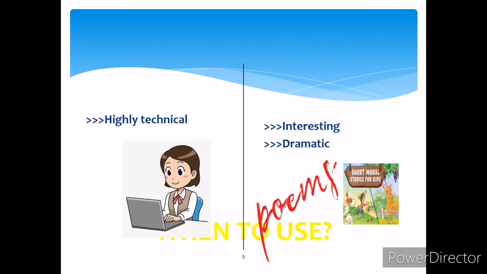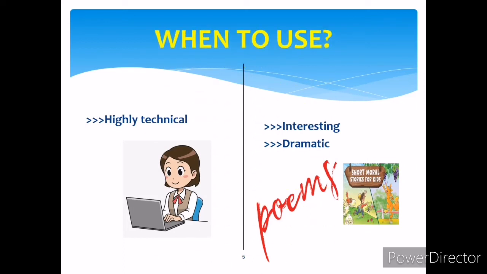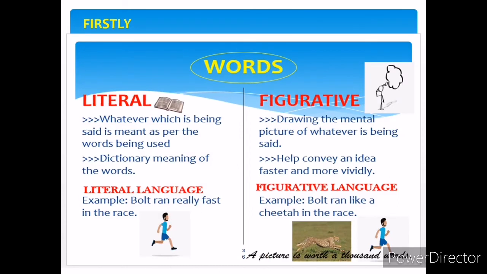You may be asking when to use literal and figurative language. So for literal, you can use it in highly technical stuff, for example when you are writing your scientific research paper, in order for your readers to easily understand your research. While figurative is used in order to make your work more interesting and more dramatic, for example in poems, short stories, and plays. I hope you are now clear on how to use literal and figurative language.